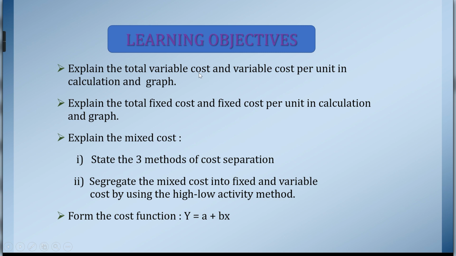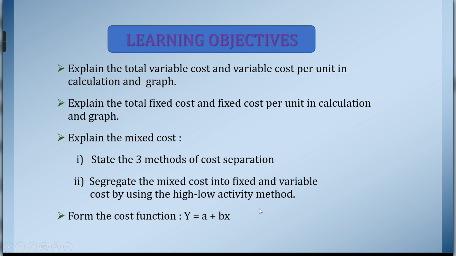Okay, so in this chapter kita akan terangkan the total variable costs and variable costs per unit in the form of calculations and also graph. We will also explain the total fixed costs and fixed costs per unit, both methods in calculation and also graph. And then we will explain mixed costs, and we will state the 3 methods of cost separations, and we will segregate the mixed costs into fixed and variable costs by using the high-low activity method. And then we are going to use the segregated costs, which is done prior, to form the cost function, which is y equals to a plus bx.